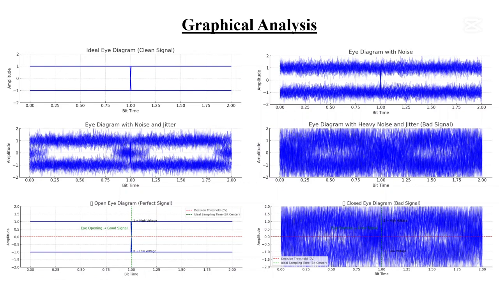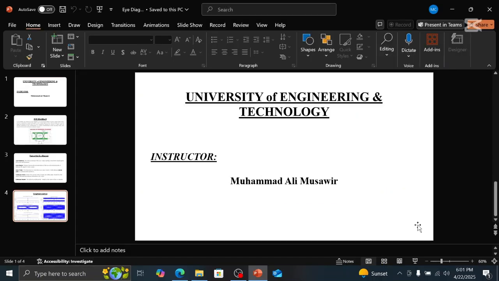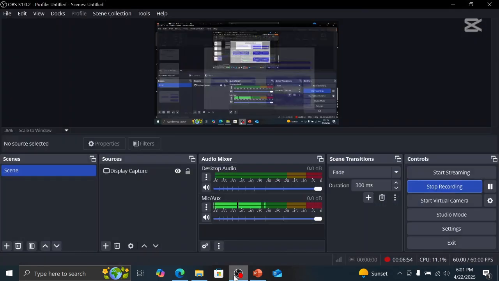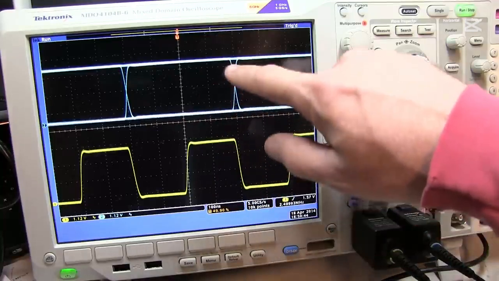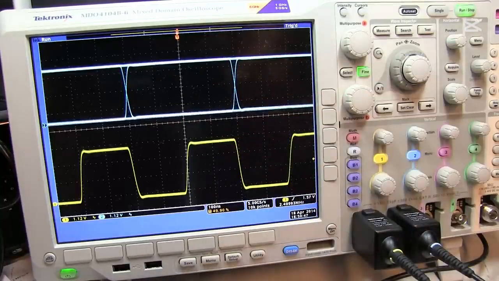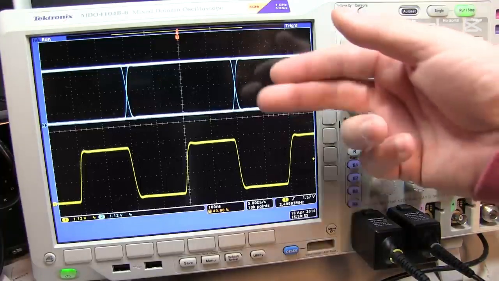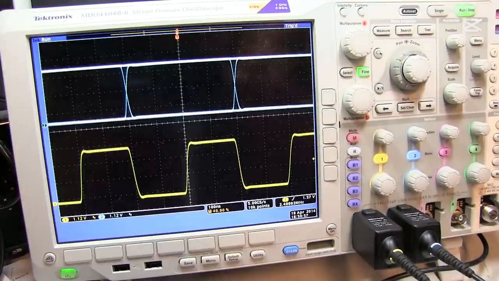Now let's move towards the practical. We will do this on the oscilloscope to understand it in real life. Alright students, this is how our eye diagram will look. The lower one is the message signal, the pulse signal in 0 and 1 form, and the upper one is the eye diagram. Let me tell you how it is formed.